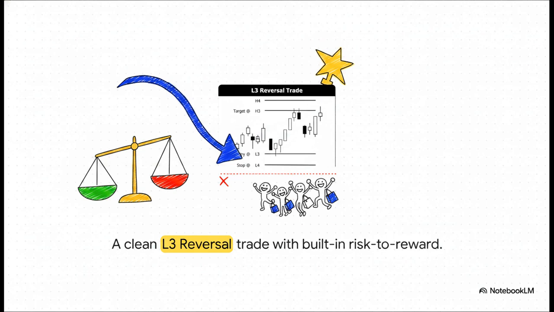Check out how clean an L3 reversal trade can be. When the price drops to test that L3 support, responsive buyers often jump right in, seeing a bargain. According to the method, this provides a crystal clear entry at L3. The system then dictates placing a strict stop just below L4 and setting your target all the way up at the H3 resistance. The risk to reward isn't a guess, it's built right into the structure itself.